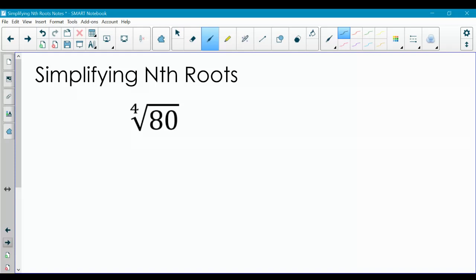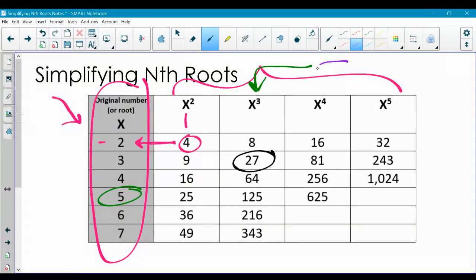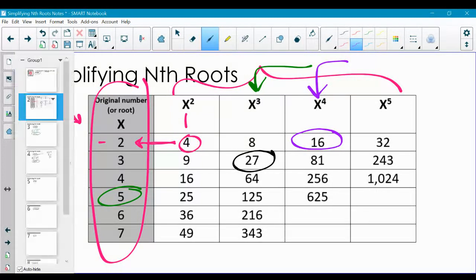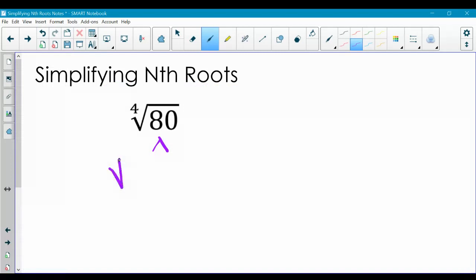Now, specifically, we need to look at the fourth root. So we have to change our thought process a little bit, and we have to change which column we're looking at. So now we're going to focus on the fourth root, and our problem is the fourth root of 80. So we need to think, what can we divide by 80? And we know that 16 times 5 will give us an 80.